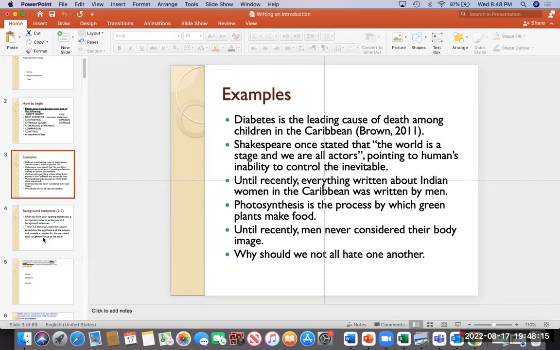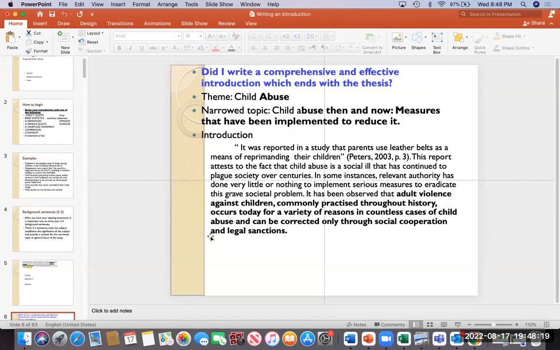And I can give you some examples of background sentences. So let's look at an example which is unrelated to the course. Ignore the top and just focus on the part that says introduction. First of all, can you tell me what type of opening sentence is used by the writer in this introduction? What type of opening sentence is this?